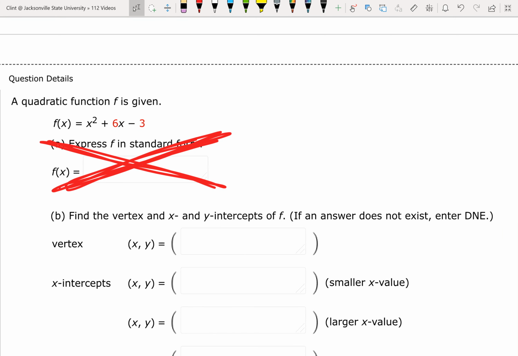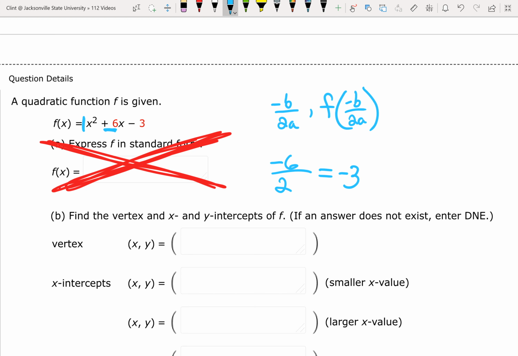Okay, so the first one says find the vertex. So remember, for our vertex, we do negative b over 2a, and then we'll plug that number into our function. So here our b is 6, so we'll have negative 6 over 2 times a, which is 1. So the x-coordinate of our vertex is negative 3.